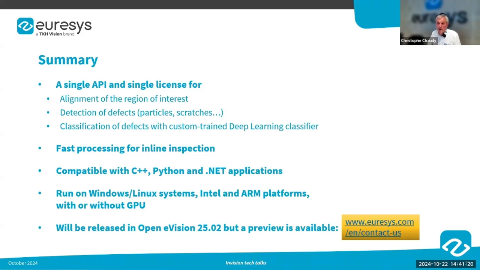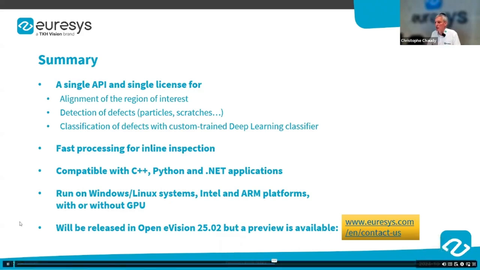EasySpotDetector is not released yet, but it will be released in Open eVision 25.2. So it's the beginning of next year, the February release of Open eVision. But if you are interested in EasySpotDetector, and if you think you have an interesting application and use case, please contact us so we can provide a preview and exchange on your use case.